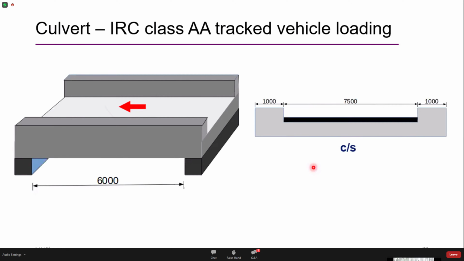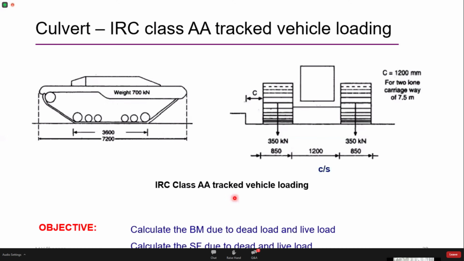Let's consider that this culvert is subjected to IRC class AA tracked vehicle loading. This is the loading we are going to use for computing the bending moments and shear force. The IRC class AA tracked vehicle consists of a battle tank. It weighs 70 tons or 700 kilonewtons. The contact length of the wheel that it makes with the deck slab is 3.6 meters. The overall length of the vehicle is 7.2 meters. If I take a cross section, this is how it looks.